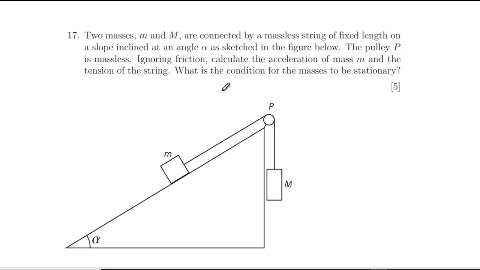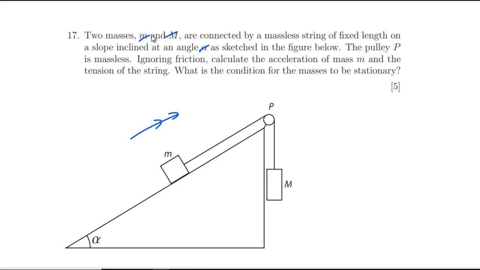Right, now we've got a bit of mechanics. We've got two masses. I mean, is there anything in the text that isn't in the picture is the thing. So M and M, they're both there. Massless string, fixed length, on a slope, angle alpha, that's in it. Pulley P, massless, yep. Ignoring friction, calculate the acceleration of mass M, tension in the string.